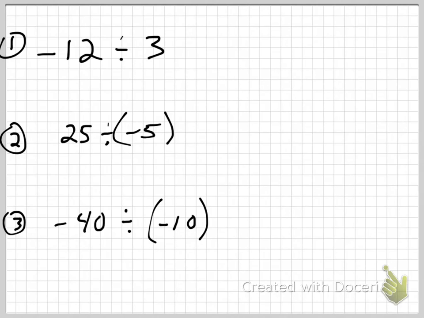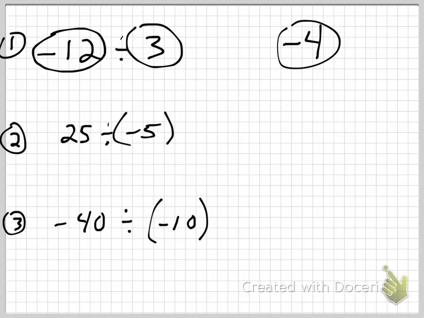There's your 3-question quiz. You have 40 seconds to be done. All right, correct your own. Here we go. The first one is a negative divided by a positive. A negative divided by a positive is a negative. So what's 12 divided by 3? Negative 4 is the answer.